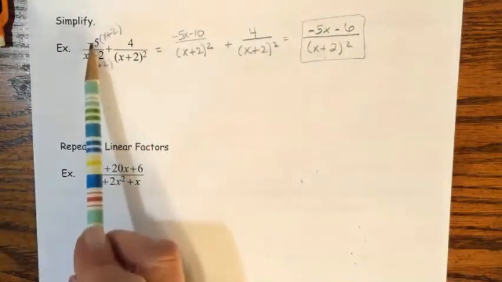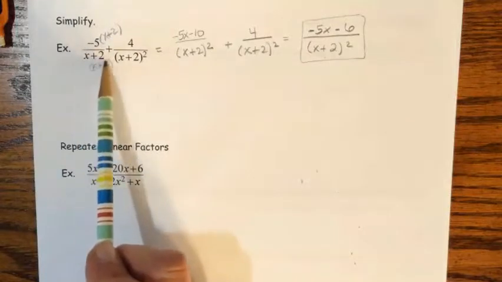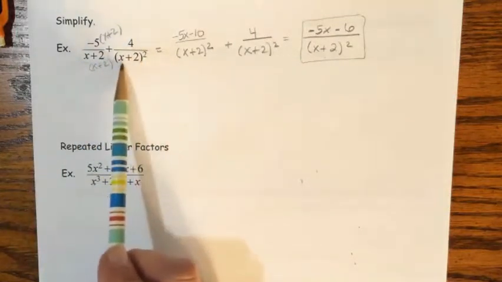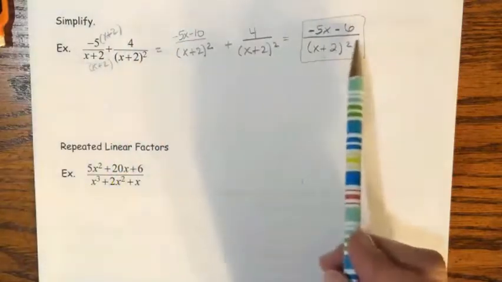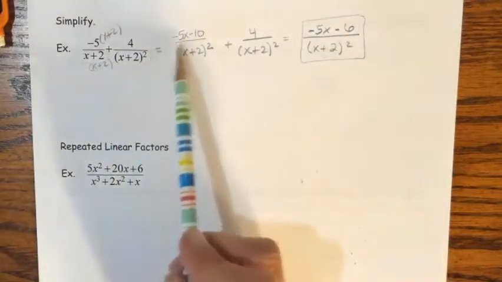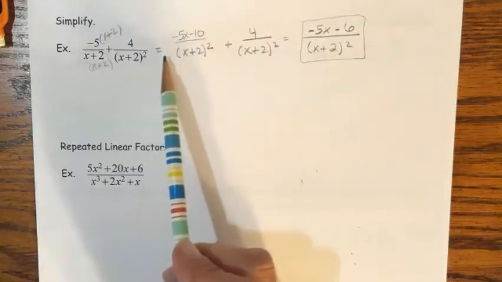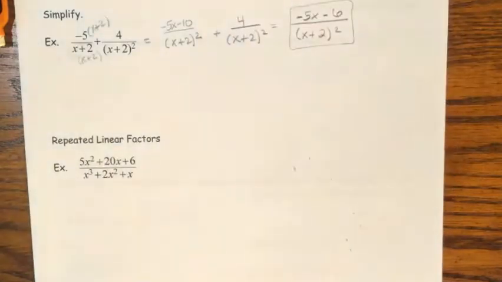Look at how your denominators have to be. You have to have the factor by itself to the first power. Then you have to have the factor by itself to the second power. If this was x plus 2 to the third power, you would need another fraction with some number at the top and x plus 2 to the third power. So that's kind of how you deconstruct a fraction so that you can get the partial fractions.